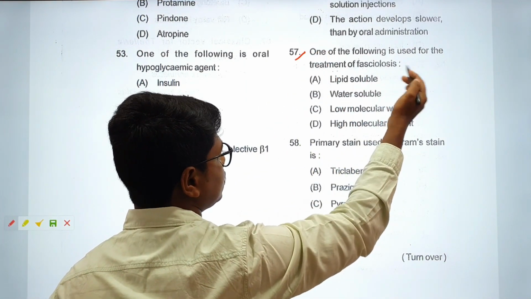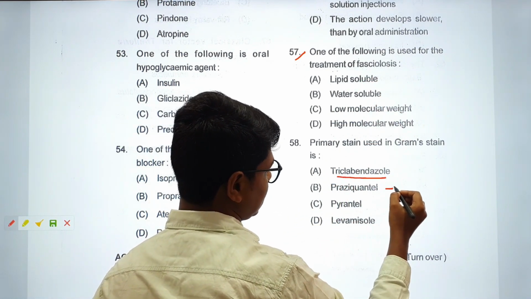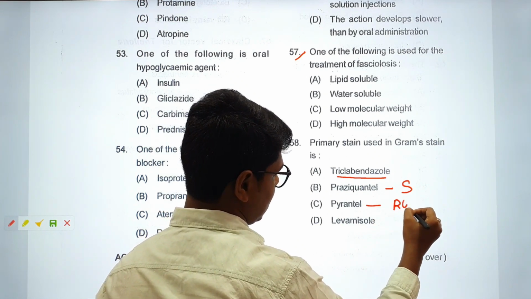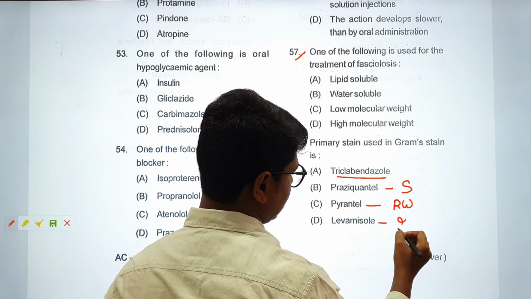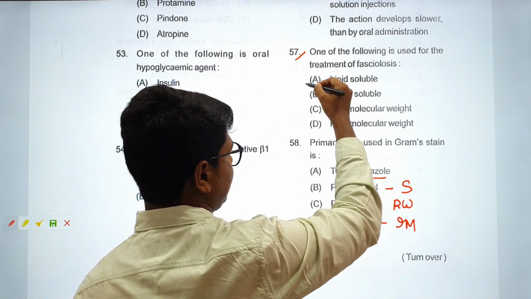One of the following is used for the treatment of fasciolosis. The answer is triclabendazole. Praziquantel is for schistosomiasis. Pyrantel is used for roundworm infestations. Levamisole is an immunomodulator.